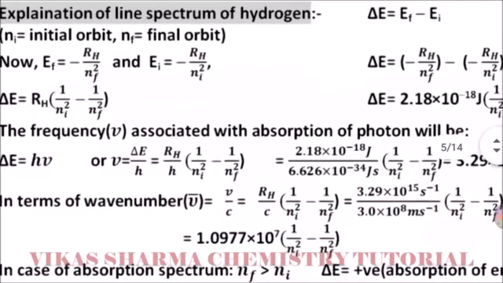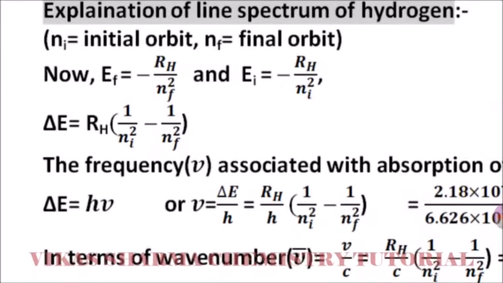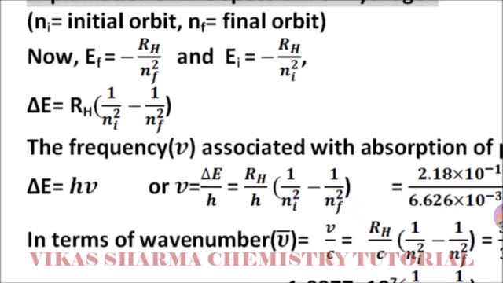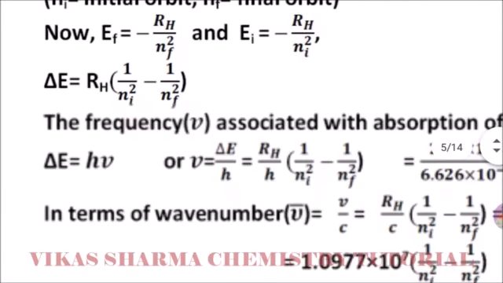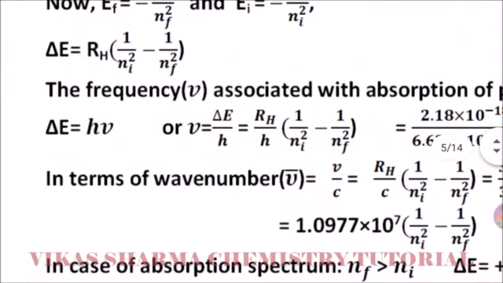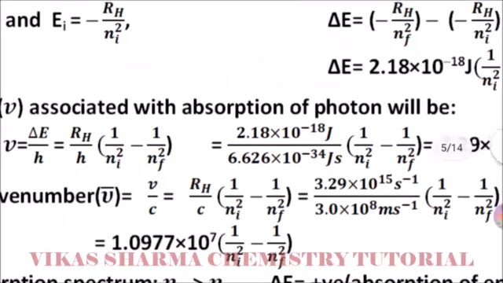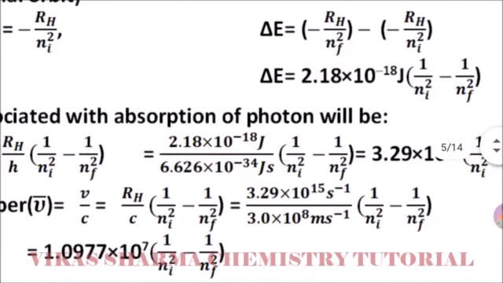So, explanation of the line spectrum of hydrogen: we know delta E is equal to EF minus EI, where Ni is the initial orbit and NF is the final orbit. So EF is equal to minus RH divided by NF square, and EI is equal to minus RH divided by Ni square. So delta E is equal to RH, the Rydberg constant, times 1 by Ni square minus 1 by NF square. So the frequency associated with absorption of a photon will be delta E is equal to h nu, or nu is equal to delta E divided by h. So RH divided by h, times 1 by Ni square minus 1 by NF square.